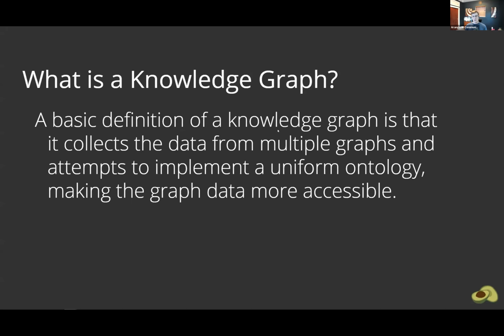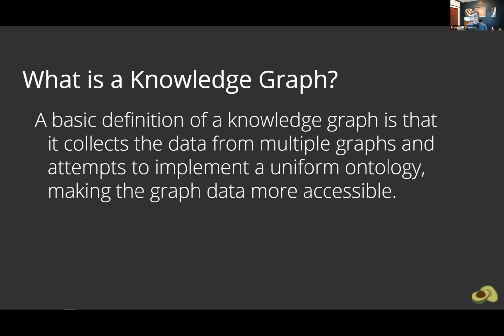So a basic definition of a knowledge graph is that it collects the data from multiple graphs and attempts to implement a uniform ontology, making the graph data more accessible. This one I liked because it hits a couple of the points, which is you're pulling data from multiple sources, and you're trying to make that data conform to this ontology so that it is more accessible.